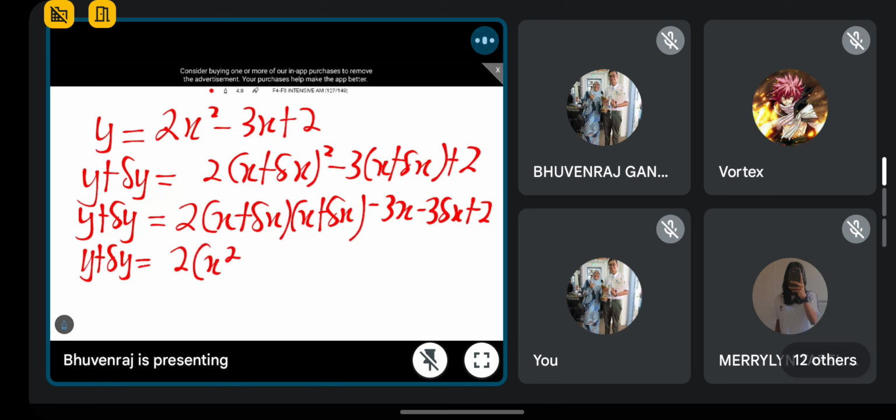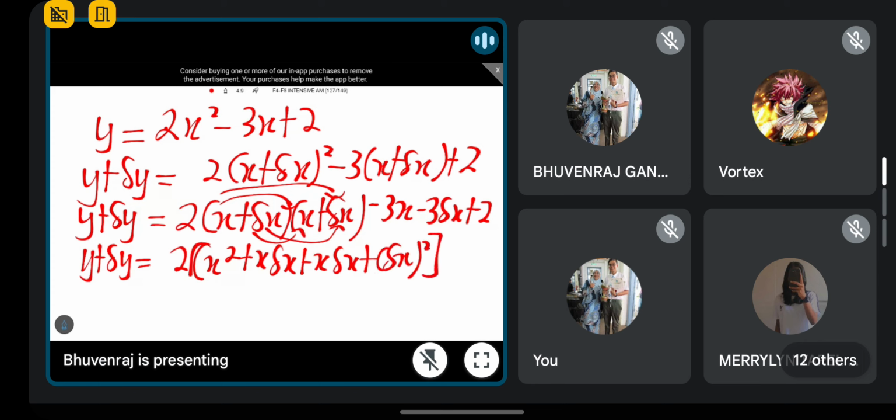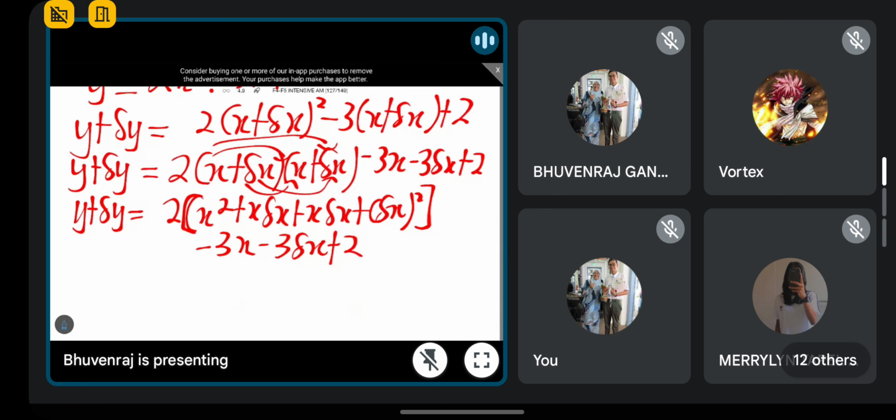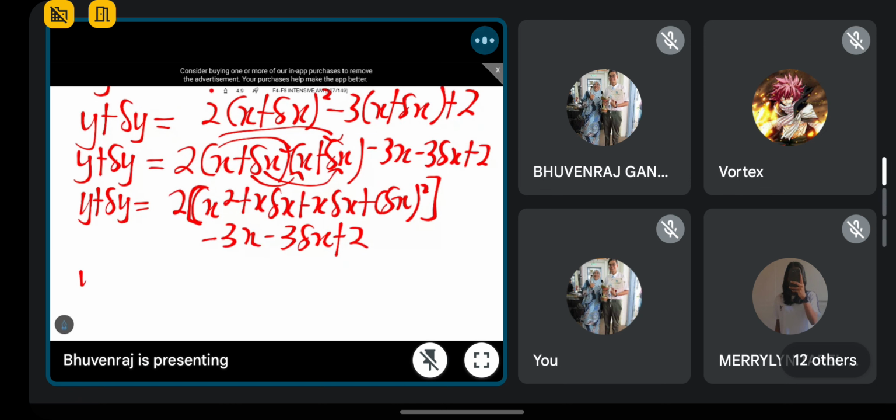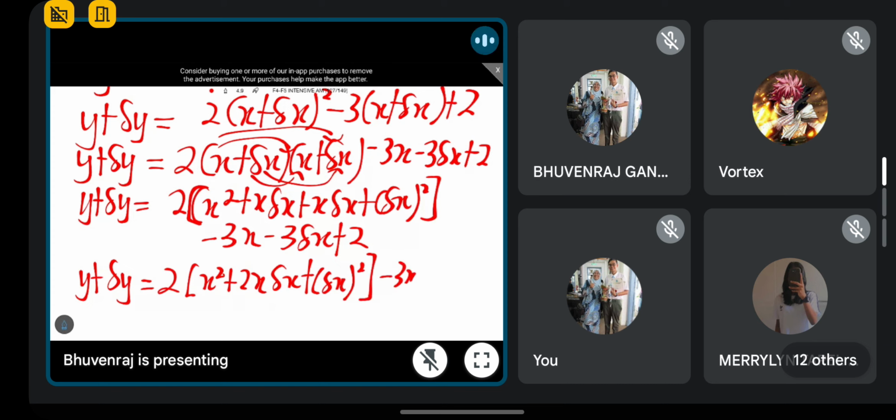Quadratic knowledge. X square. This one go first. This one go here. Plus x delta x. Plus this one go here. X delta x. Plus this one go here. Delta x square. So now do you understand, guys, how I got just now that one? Boleh faham tak sekarang? Now it becomes similar already. Okay, then minus 3x minus 3 delta x plus 2. Okay, after that, you just try to simplify a bit. Buat ringkaskan ungkapan ini. So you'll get y plus delta y is 2 x square plus 2x delta x plus delta x square close bracket minus 3x. Just copy back, guys.